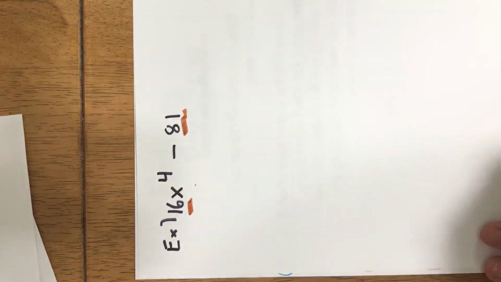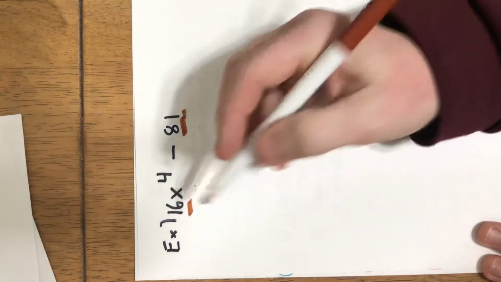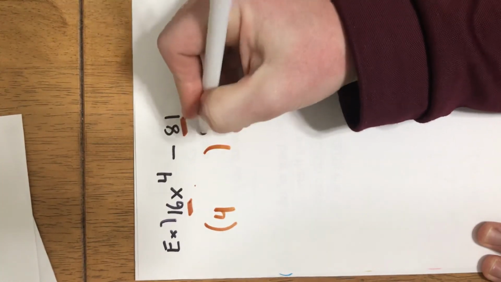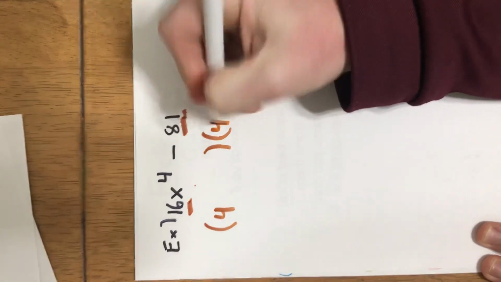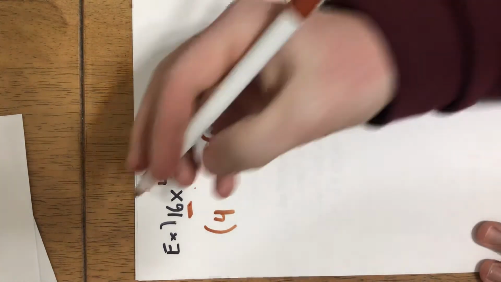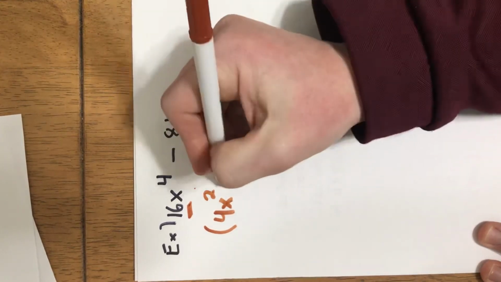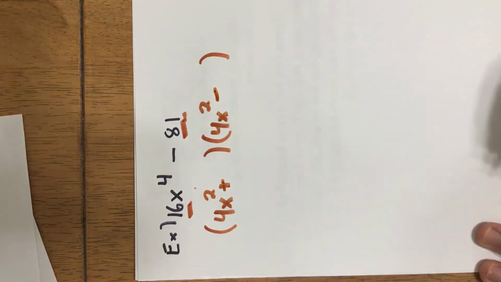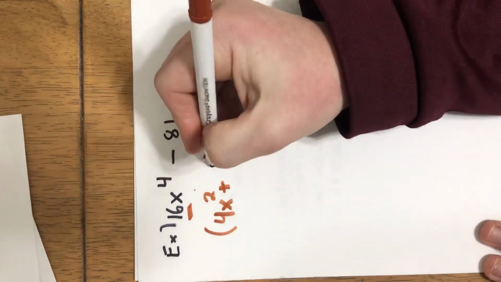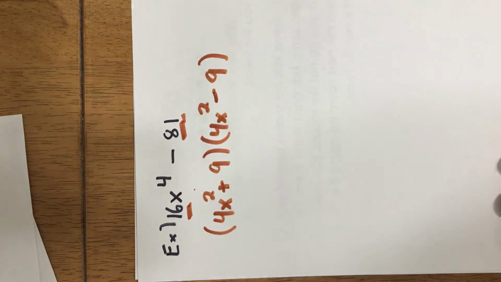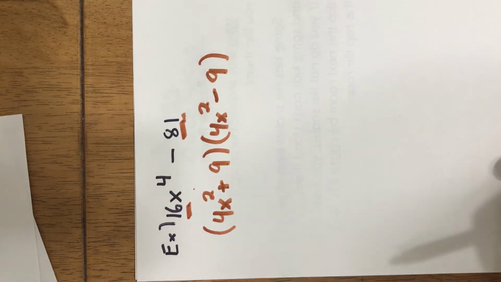See if I can take the square root of both of them. Square root of 16, I know I can do that, that's 4. Square root of x to the 4th, I can do that, that's x squared. I have the difference that I'm looking for, so I know I'm going to have plus and minus. Square root of 81, plus 9, minus 9. Now you may be tempted at this point to just circle this answer and move on to the next one. But we want to make sure we keep looking to see if we can go any further.